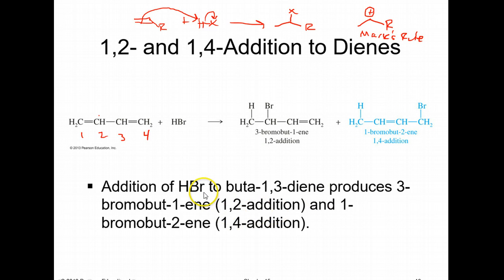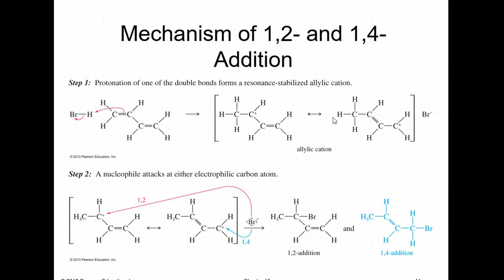So addition of HBr to butadiene produces 3-bromo-1-butene, which is the 1,2 addition, or 1-bromo-2-butene, the 1,4 addition. So this we understand. This was last semester, pretty straightforward. But what is going on here? That's where this resonance stabilization is coming from that last slide. So let's look at the mechanisms. Once you understand the mechanism, it's pretty straightforward.